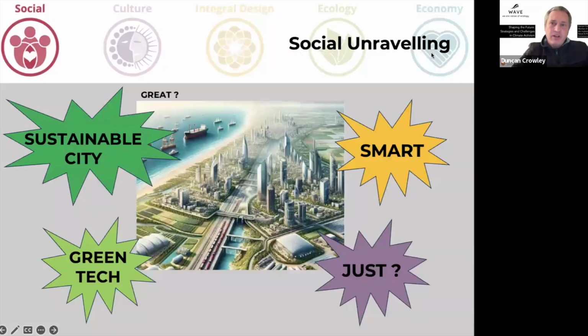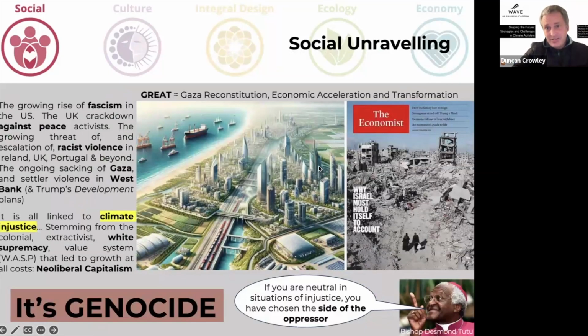So moving from that to the social, here's an example of what kind of images we see of future cities: the sustainable city, a smart city, a green tech city. Is it a just city? Well, this image isn't. This is a leaked document from Trump. It's his great plan for the reconstruction of Gaza. This is the plan for new real estate, the Riviera in Gaza, that is coming on the back of a genocide. Two years of genocide, ethnic cleansing going on in Gaza.